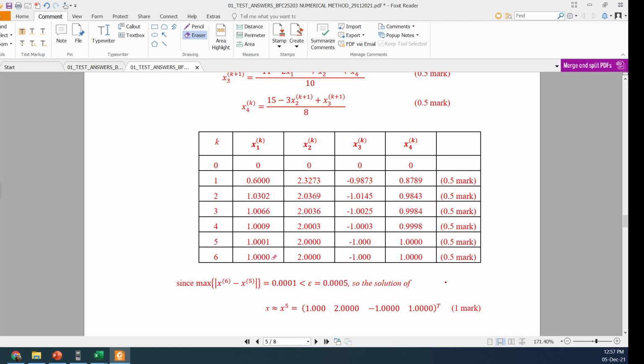When you perform one more step, you should have 4 values. 1 minus 1.001, the magnitude is 0.001. This one is 0, 0, 0. So the maximum is 0.001, which is less than epsilon equal to 0.005. So the solution is x at number 6, which is 1, 2, negative 1, 1. It should be a column vector, but we put it horizontally, that's why transpose. So this is Gauss-Seidel.